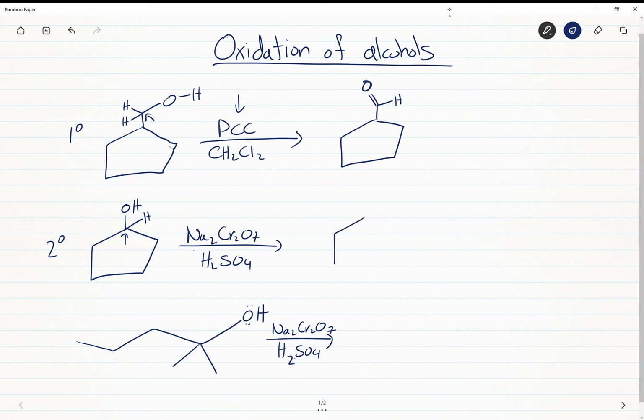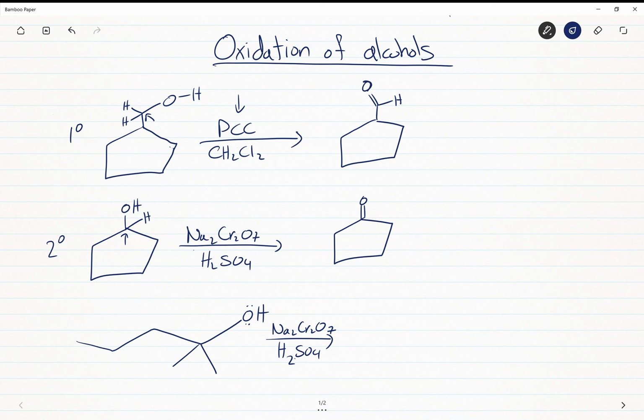And that answer will be a ketone. Okay, so it doesn't matter whether you use chromic acid or PCC in those situations. If it's secondary and it's oxidizing, you will always make a ketone.